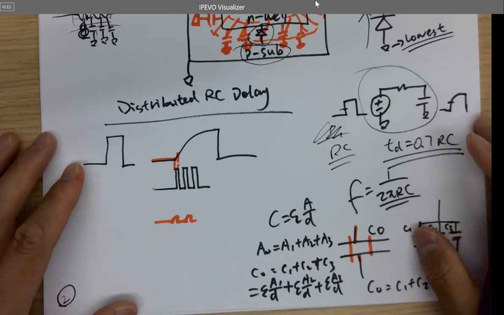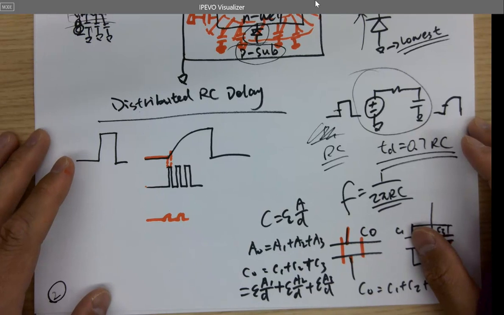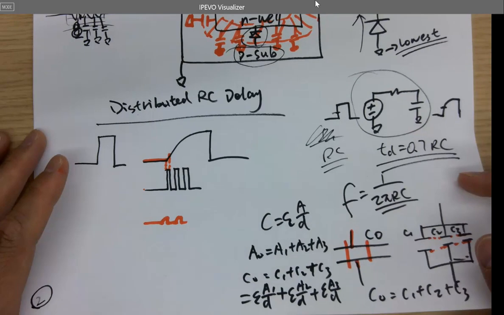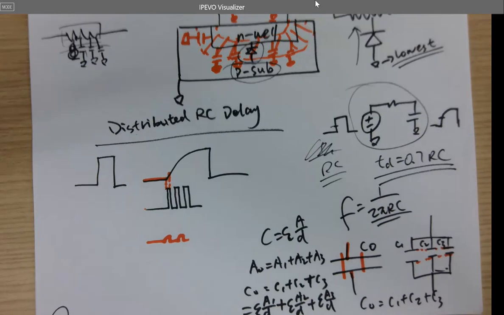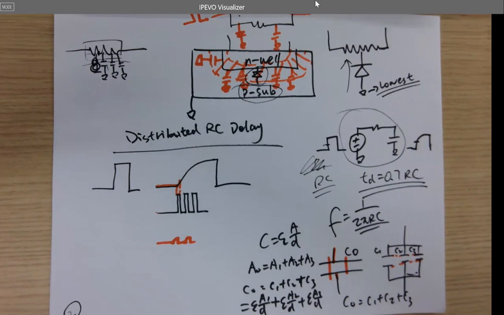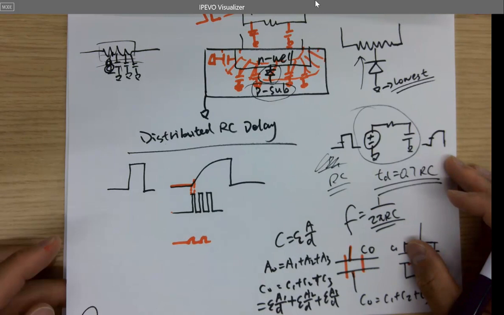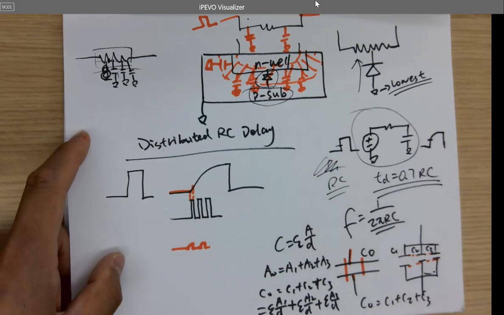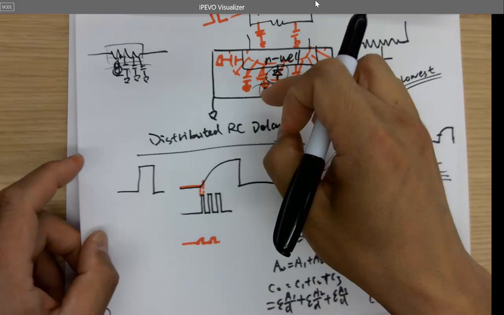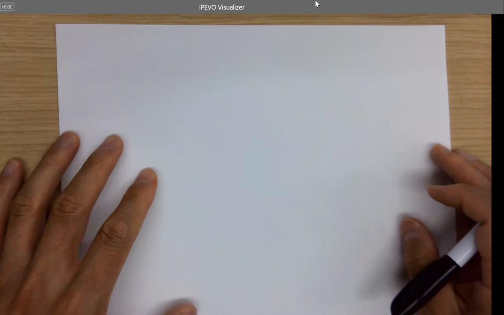Okay, what's next? What's the logical next? Should be how to calculate the distributed RC delay, right? We know there's a delay, but how much is it? You know there's a delay, but you don't know how to calculate it. That's not going to help. You want to know how much it is.